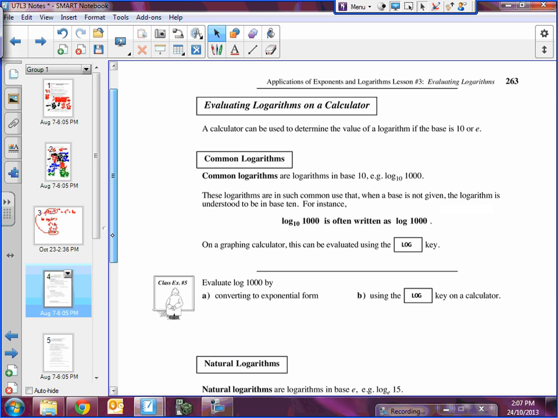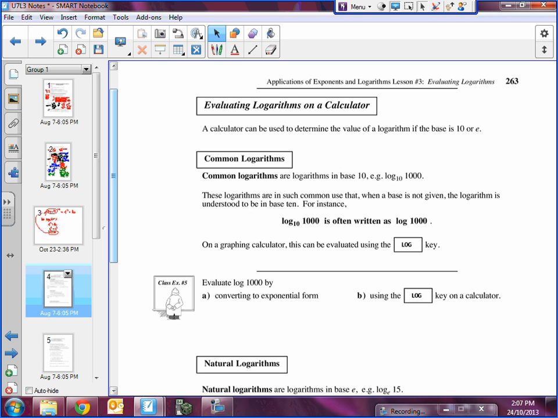Okay, so evaluating logarithms on a calculator, I already showed you how to do this. Make sure you always go the log of your argument divided by the log of your base. Every time, if your base is 10, you could just type in log of your argument, okay?